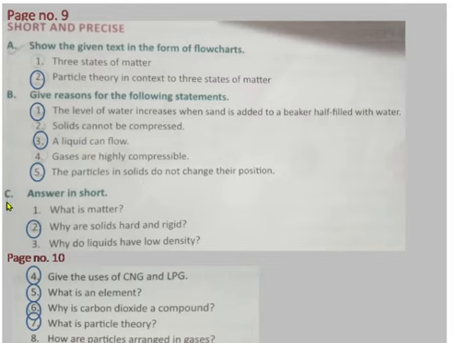In question number C, the revision question is question number 2. Then come to page number 10. On page number 10, the revision questions are question number 4, give the uses of CNG and LPG. Question number 5, what is an element? Question number 6, why is carbon dioxide a compound? And question number 7, what is the particle theory? You have to practice these questions, learn these questions and focus on these questions more.